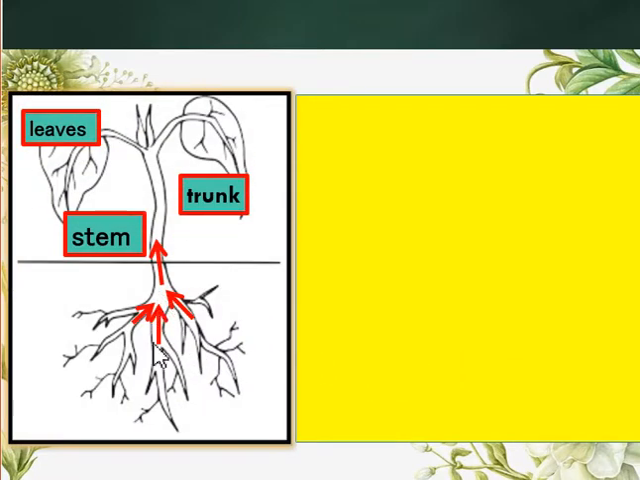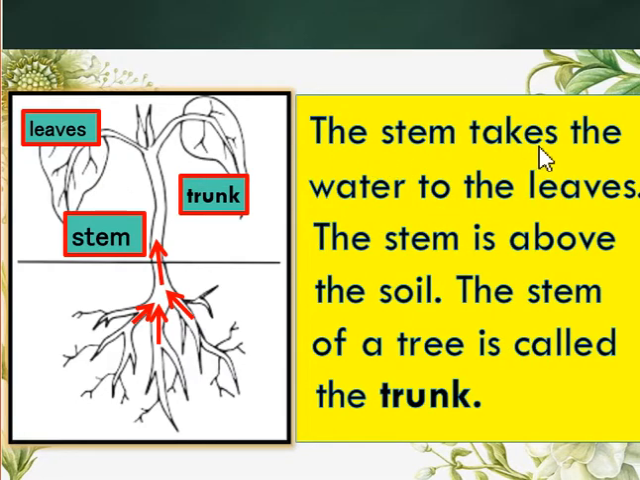This one has roots and water here, and this is the stem. The stem of the plant, but in the tree it is called the trunk. And these are the two leaves. The stem takes the water to the leaves. Again, the stem takes the water to the leaves. From the water here to the stem, it goes up to the leaves.